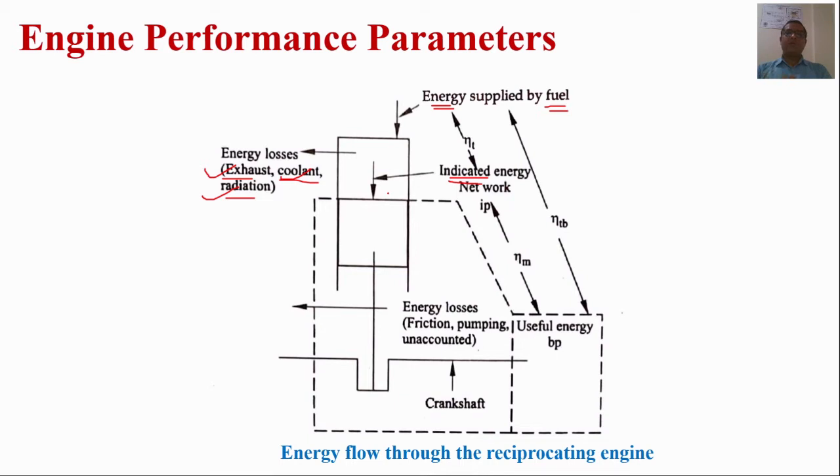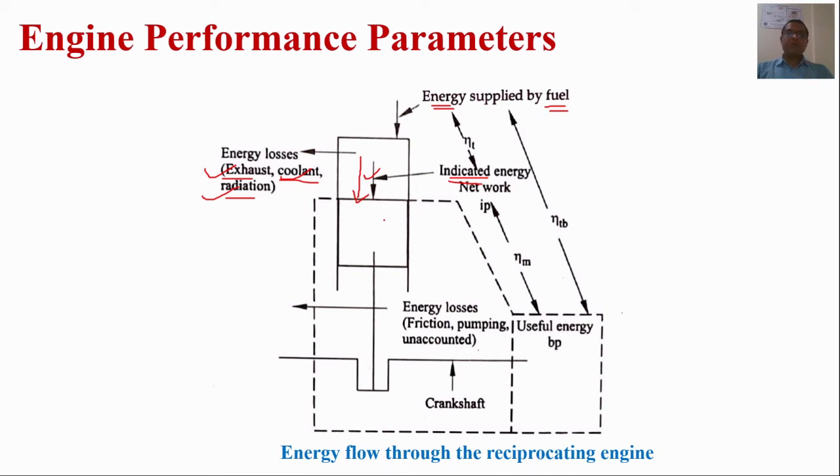So first, chemical energy of the fuel is converted into thermal energy by the combustion process, and a portion of the thermal energy, after deducting the energy losses in exhaust, coolant and radiation, the remaining energy is known as the indicated energy, or we can say indicated power. So in short we can say that power developed within the engine cylinder is known as the indicated power. This indicated power is used to drive the piston.